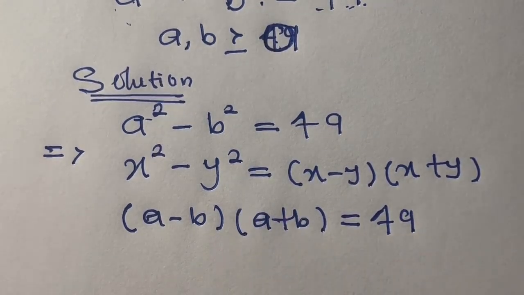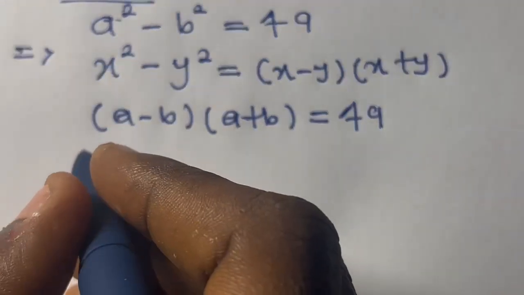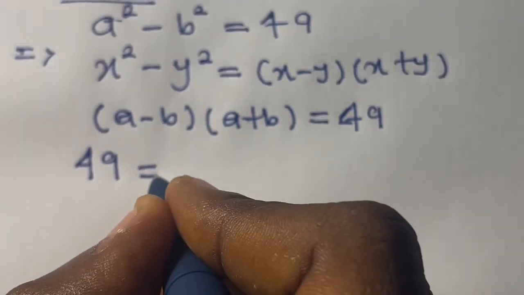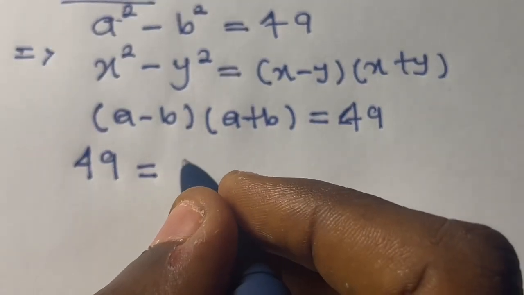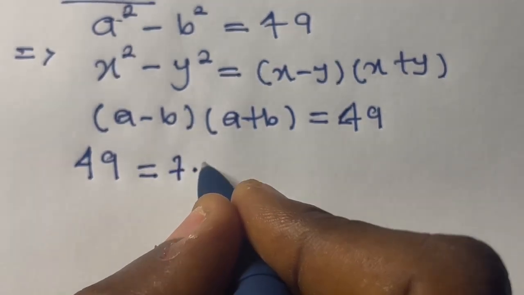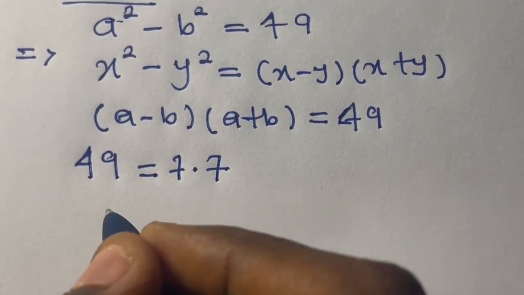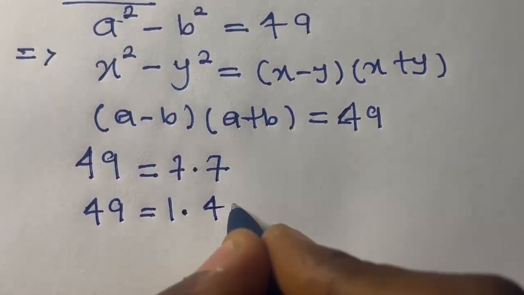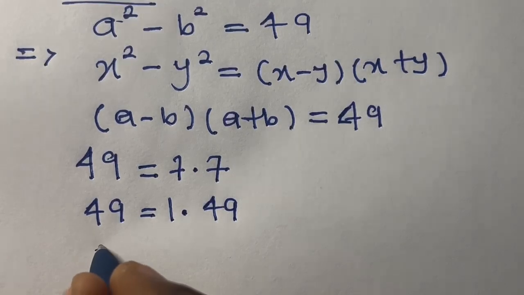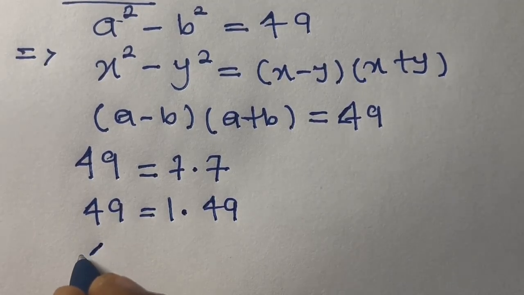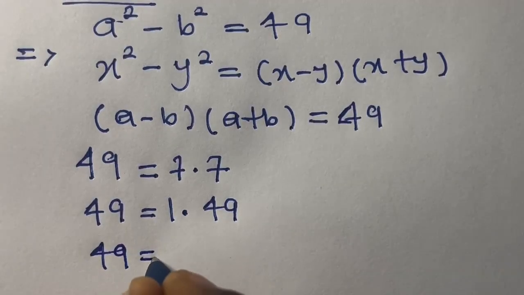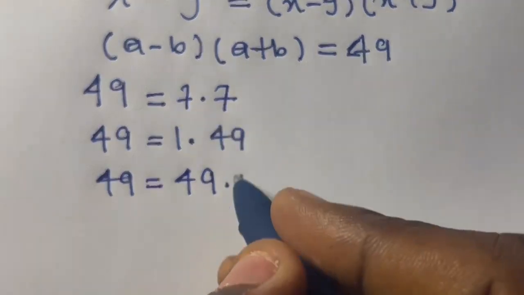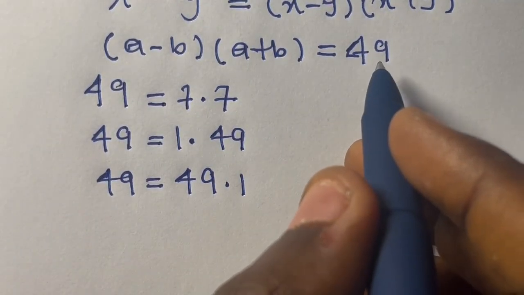So we'll now do something here. We know the factors of 49 that we have: the first is 7 and 7, right? The other one we have is 1 times 49, and we have another one to be 49 times 1. So we substitute all these three for 49 for each case.